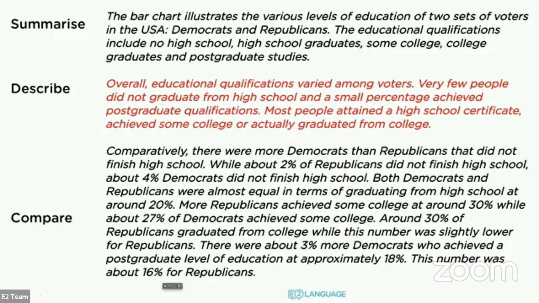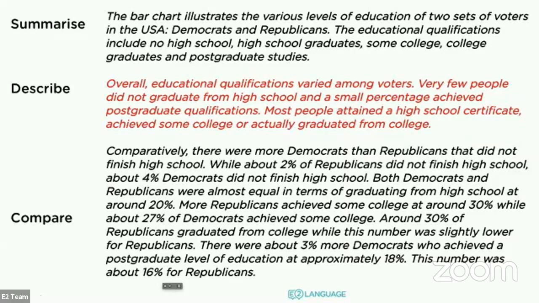Okay, so let's read mine. I said, overall, comma, educational qualifications varied among voters. Very few people did not graduate from high school, and a small percentage achieved postgraduate qualifications. Most people attained a high school certificate, achieved some college, or actually graduated from college.